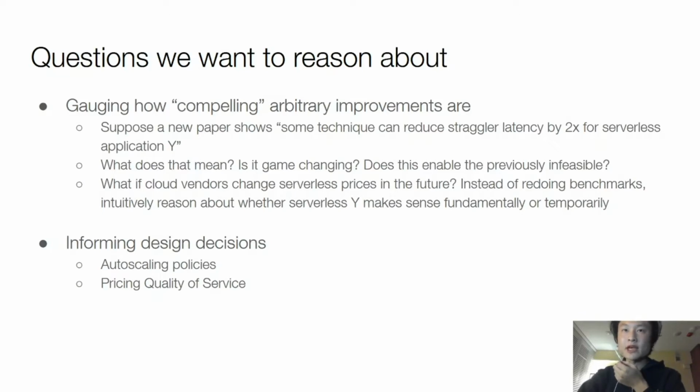So one is gauging how compelling arbitrary improvements are. Suppose there's some new research that shows some technique can reduce tail latency by 2x for some serverless application, which we'll call Y. That's good to hear, of course, but what does that mean for the big picture? Is it game-changing? What order of magnitude is being flipped by this technique? Are we enabling the previously infeasible, or is it an incremental improvement?